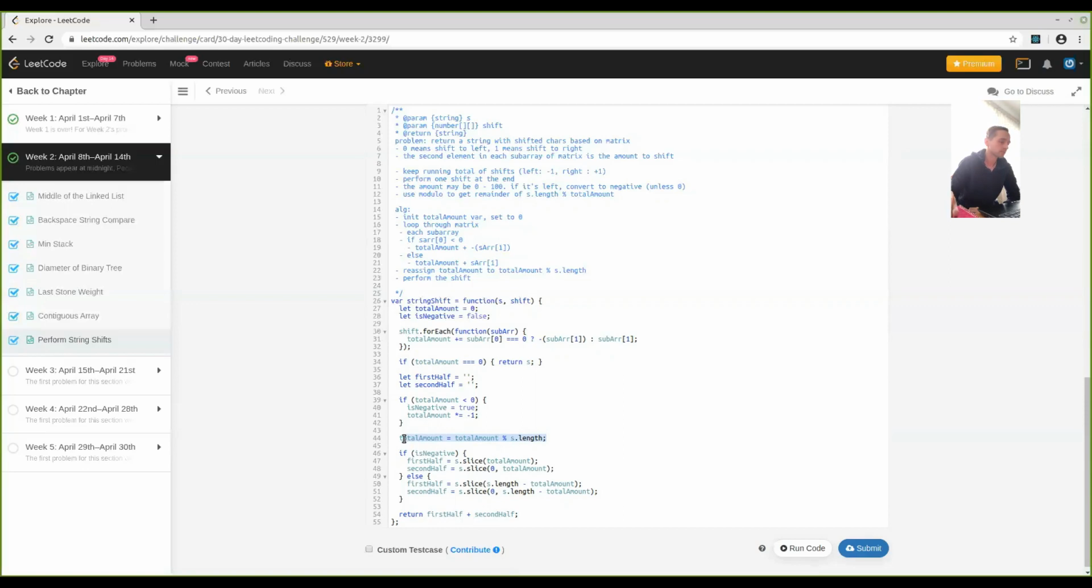Then, if it's negative, we do this particular first half and second half, and if it's not negative, we do that first half and second half. And then at the end, we just return the first half plus second half.